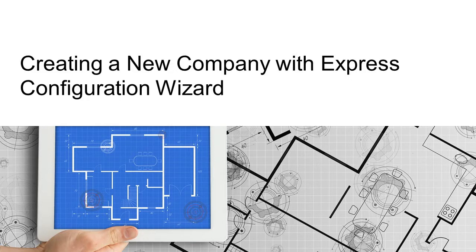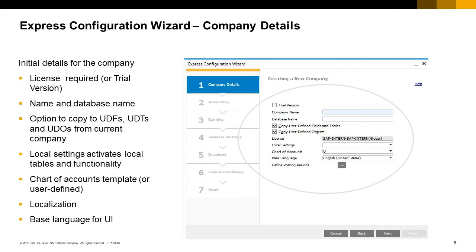Let us create a new company with Express Configuration Wizard. The wizard first takes you to the standard company creation screen where you enter the initial details for the new company. If this is a new SAP Business One installation, you can select the trial version checkbox. After the 31-day window expires, you must install the license key. If a license is already installed, the new company must be for the same localization.